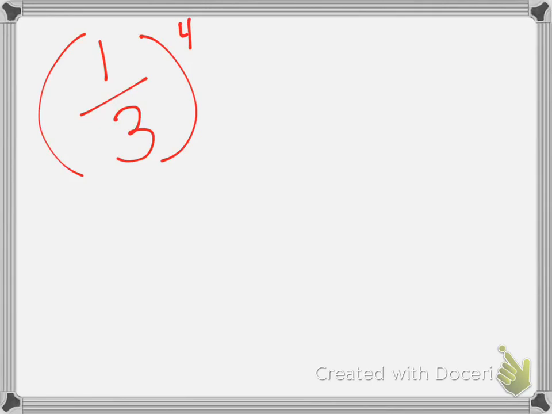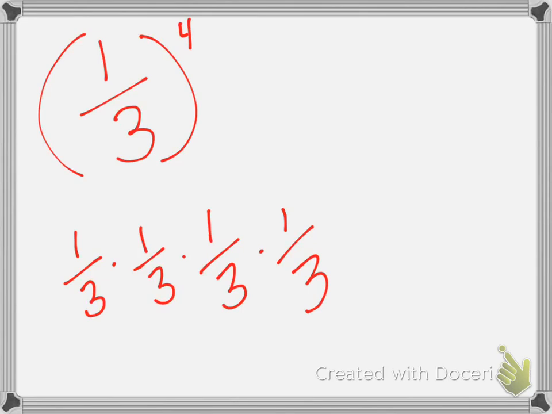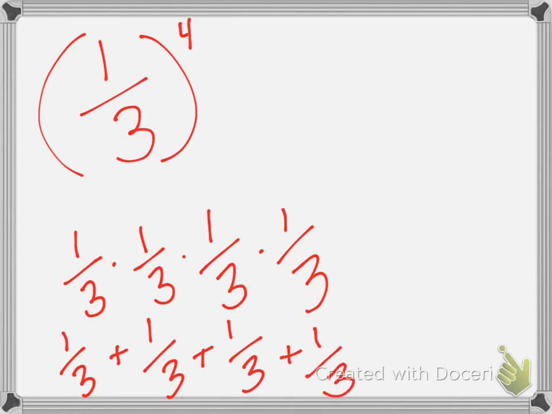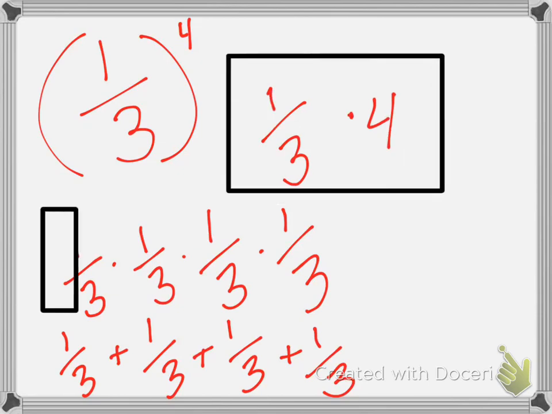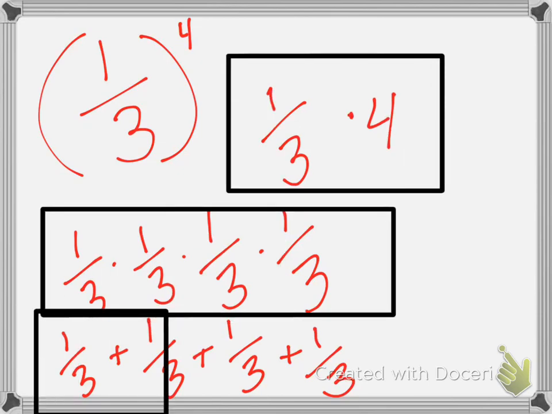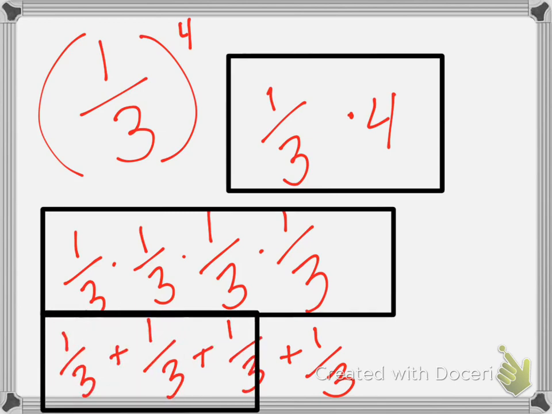I want to write 1/3 to the 4th out. So again, is that going to be 1/3 times 1/3 times 1/3 times 1/3? Is it going to be 1/3 plus 1/3 plus 1/3 plus 1/3? Or is it going to be 1/3 times 4? So those are our 3 options for us. So let's pick.